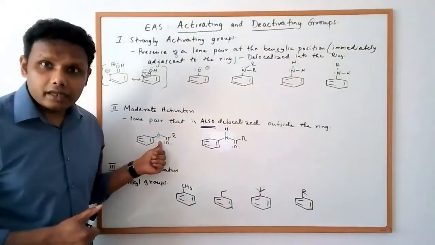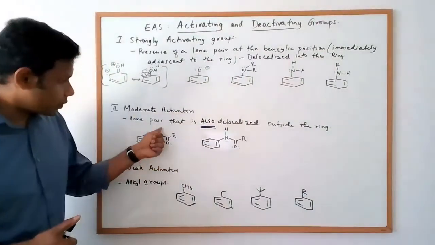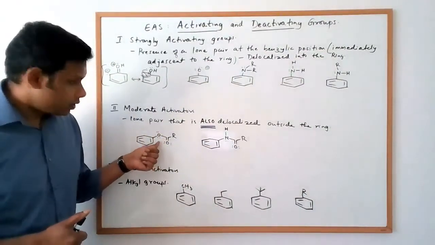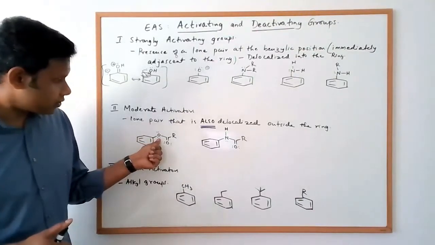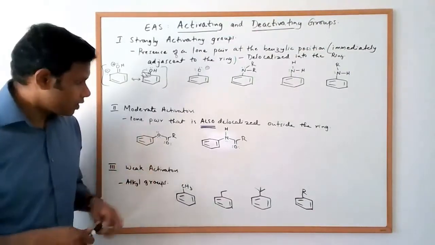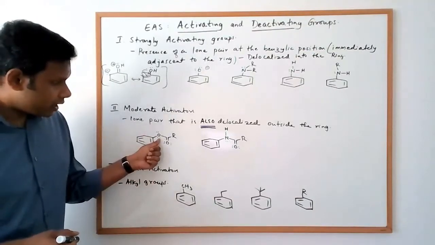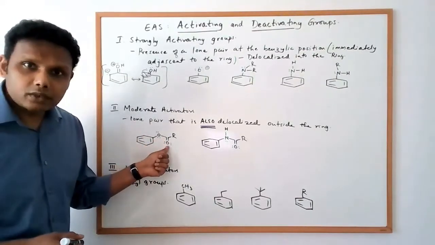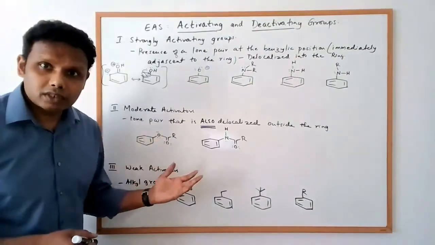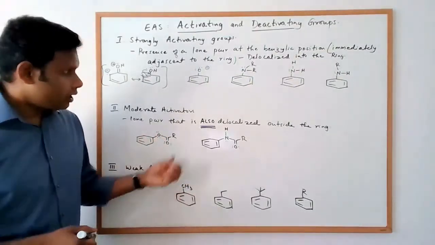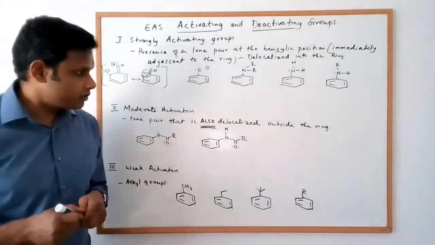Example being an ester, which is derived from a phenol. So you notice that there's a lone pair on that oxygen, which is right next to the benzene ring. But this lone pair can do resonance outside the ring with this acyl group. So there is another resonance possible that's outside the ring. And so it becomes a moderately activating group.